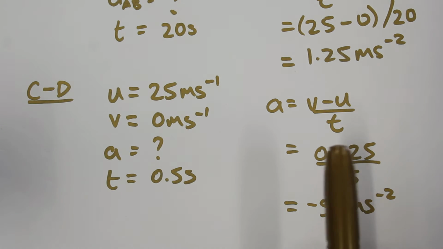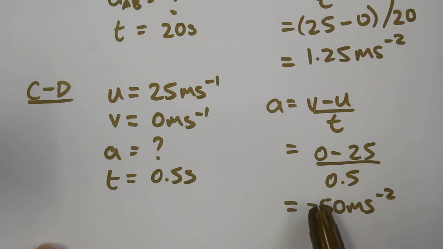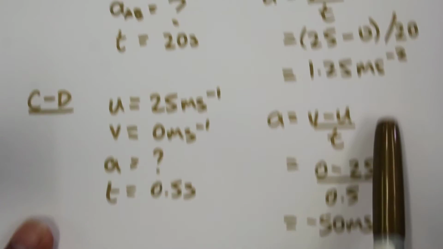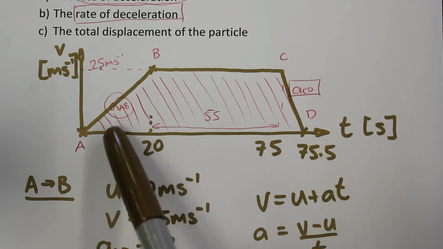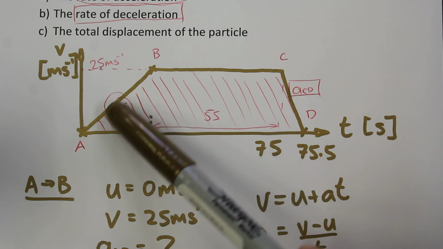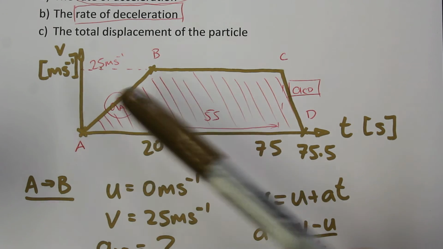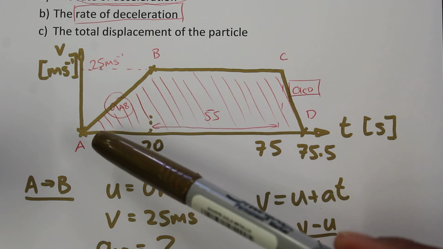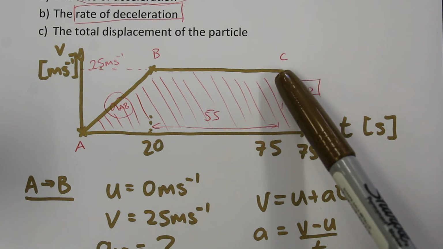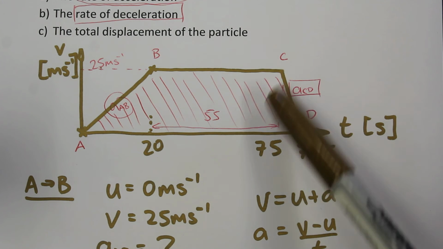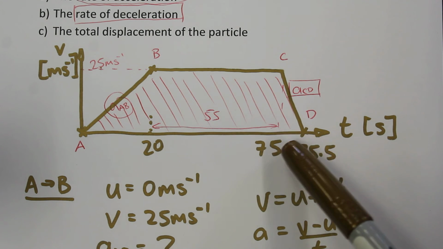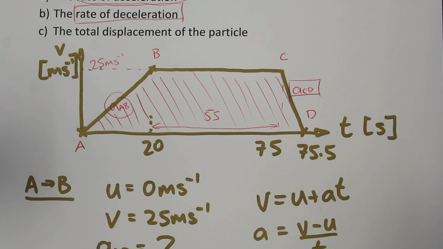Alright, so both of these solutions, 1.25 and negative 50, are telling us the gradient of this graph which we see at the top here. The gradient or slope of this part here is 1.25 meters per second. For every second it increases by 1.25 meters per second. For here, we have a decrease of 50 meters per second every second. Of course, this process only takes 0.5 of a second.